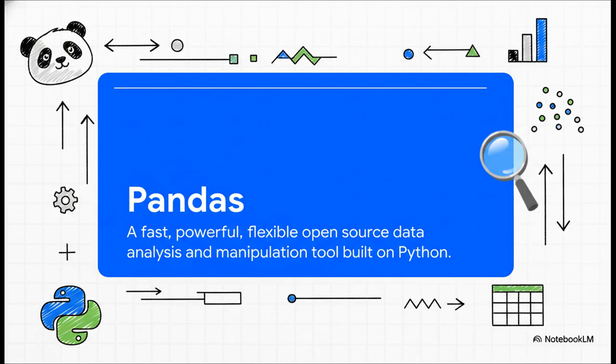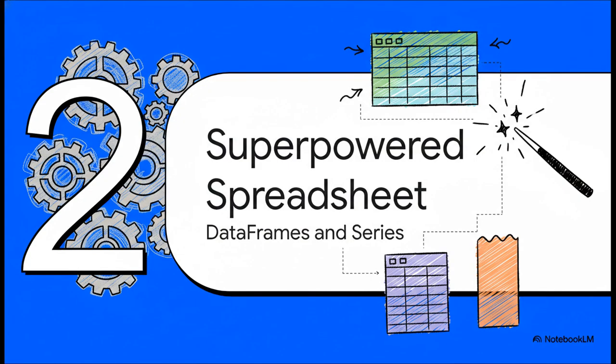But here's the bottom line. If you are working with data in Python, Pandas is your absolute go-to. It's essential. So how does Pandas actually work? What's under the hood? In this next section, we're going to break down its two most important parts by thinking of the whole thing as a super-powered spreadsheet.